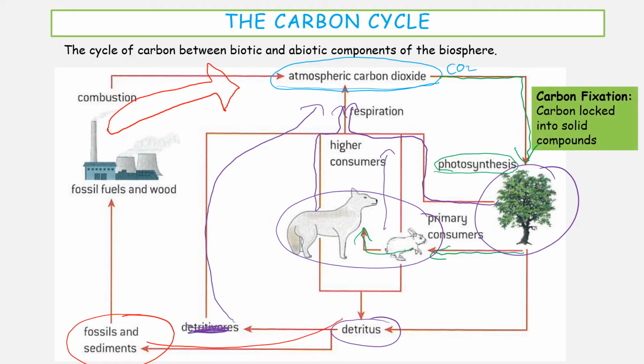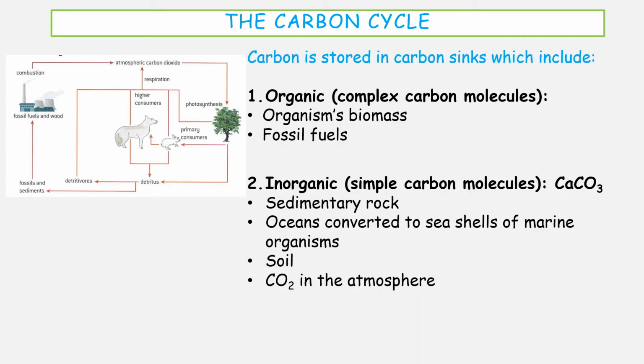Some of the key words you need to know: carbon fixation is when carbon from carbon dioxide is locked into solid components, i.e. into glucose. You also need to know that carbon sinks are things that absorb carbon dioxide from the atmosphere and fix it, and this becomes part of the organism's biomass, or it could become part of fossil fuels.